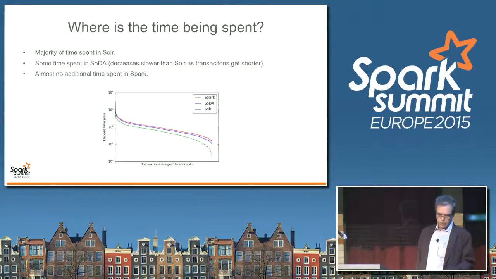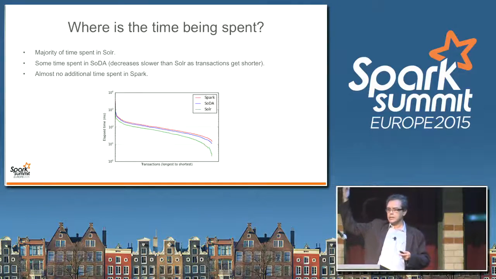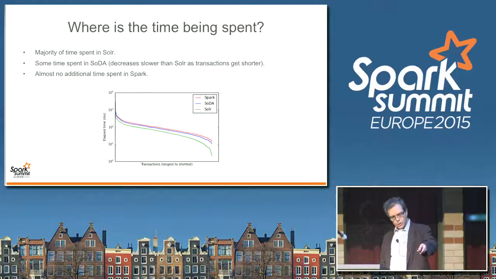So the first thing we did was we tried to find out where the time was being spent. This is like a 3-layer cake: Spark calls Soda, calls Solr, right? So we instrumented at each layer, and we plotted the chart. As you can see, the majority of the time is spent in Solr. There is some time spent in Soda, and as the transactions get shorter, it becomes more marked. And Spark has almost no overhead in this case.